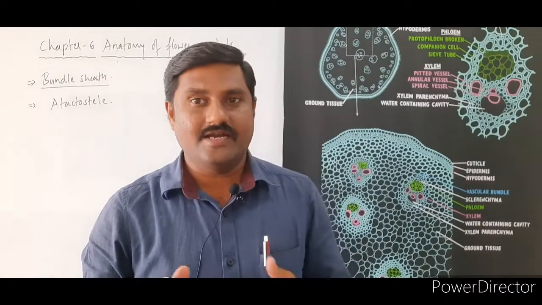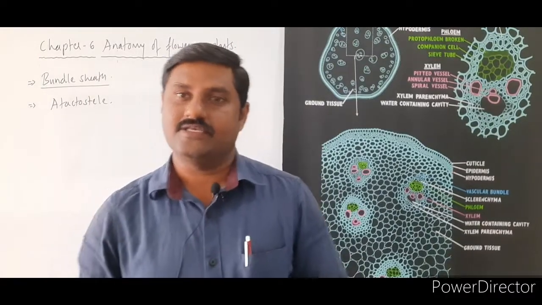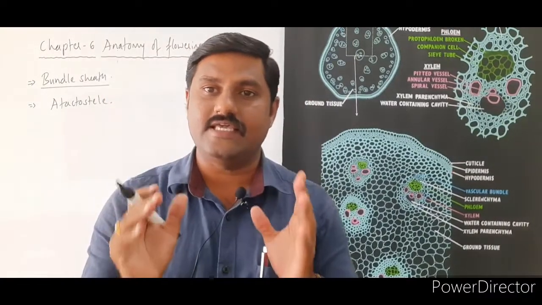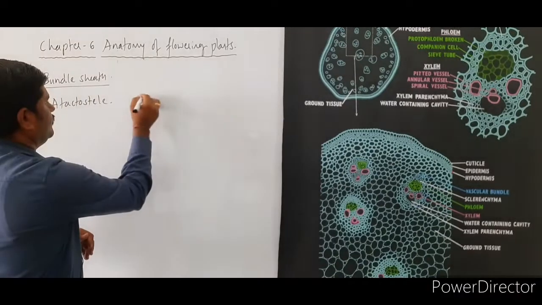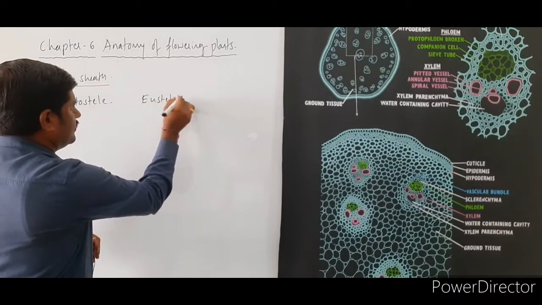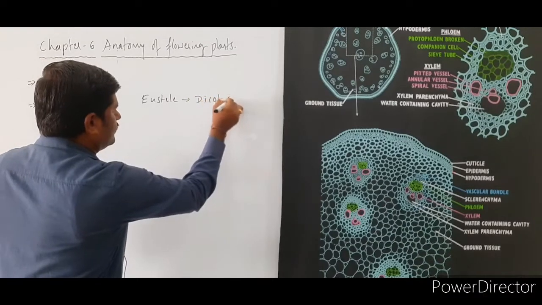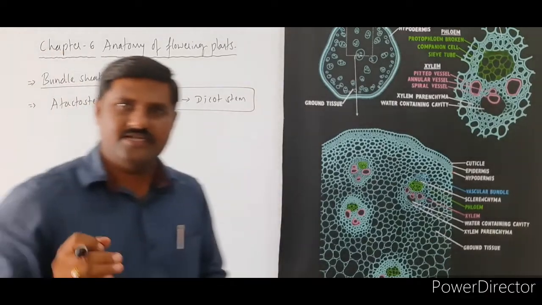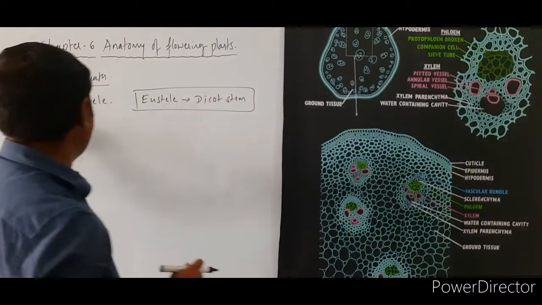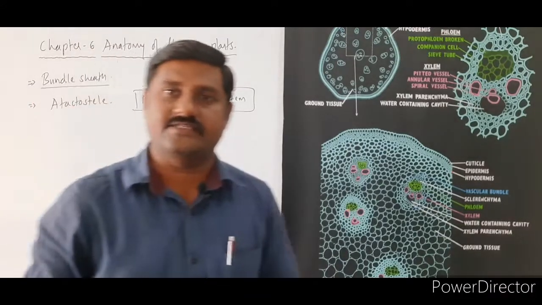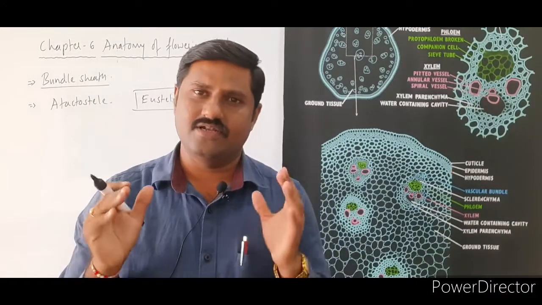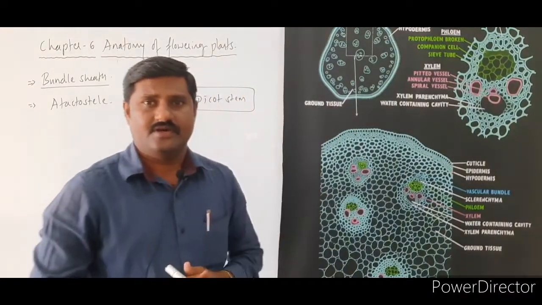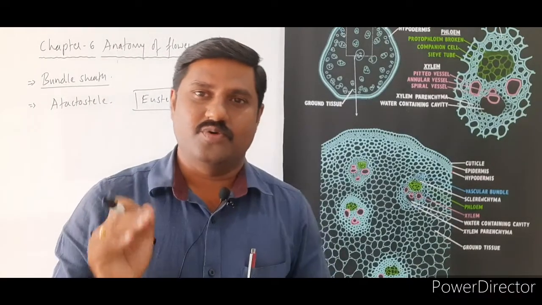What is it described as? Atactostele, right? And the arrangement of the vascular bundles in dicot stem is described as eustele, E-U, right? So eustele is seen in dicot stem itself. The point to be noted, right? Bundle sheath is there, as well as atactostele is seen in monocots, right? These are all the important features of what? The monocot stem. Okay, so this is about the monocot stem.